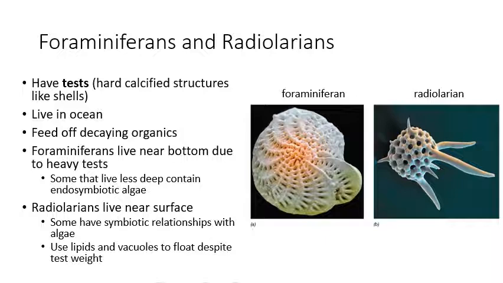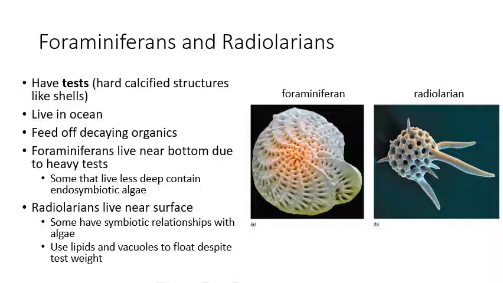Both of these groups also live in the ocean, as so many protists do, where they feed off of decaying organic matter, like fish or plants or algae. The foraminiferans will usually live deeper in the ocean, pretty much right by the bottom of the ocean, because their tests are usually big and heavy. So you can see the foraminiferan test is much bulkier here than the radiolarian test. Because of that extra bulk, they sink to the bottom of the ocean. They're not able to float well. Some of the ones that don't live right at the bottom, that have lighter tests so they're able to float somewhat, will actually have endosymbiotic algae living inside of them and providing them with photosynthesis somewhat.